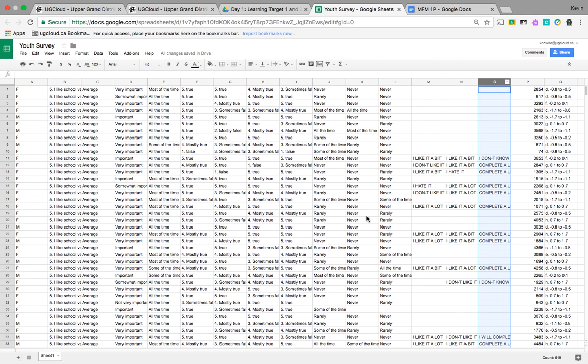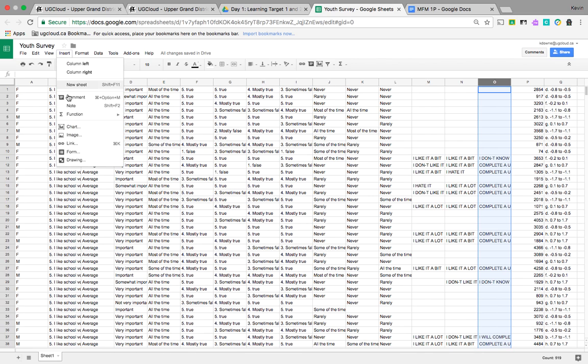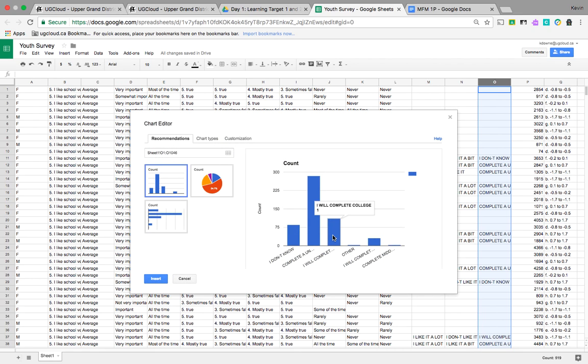And then the nominal data, the best example for nominal data in the youth survey is if we insert chart on column O there. This is how far, what do you plan to do after high school? Or how far do you plan to get in school? This wouldn't make as much sense to put numbers on, because you can't say, I don't know, this is worth this much, and complete a university degree is this much, and complete a college program, complete high school. There's no order to these.